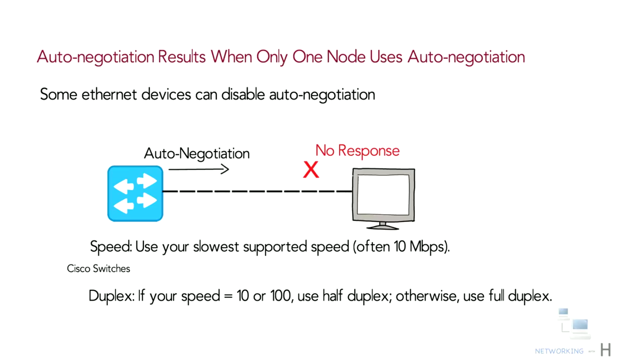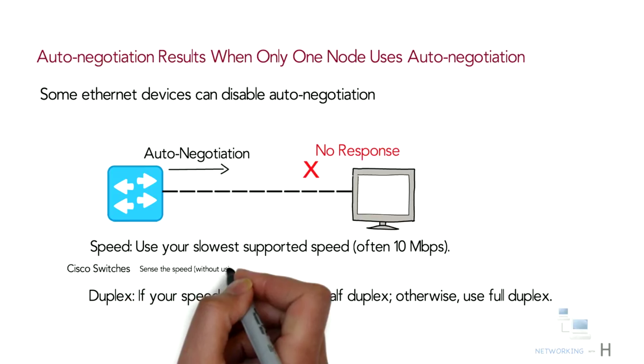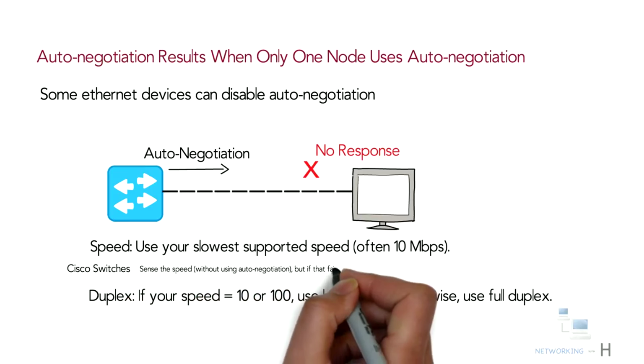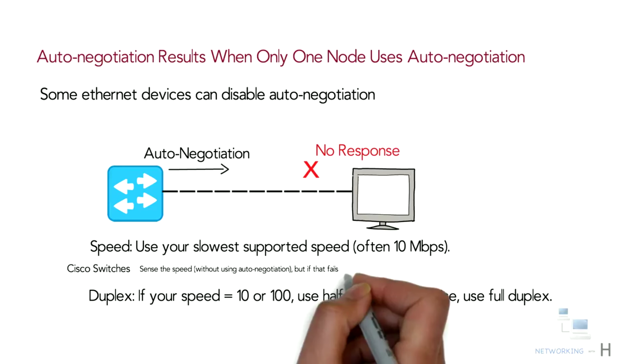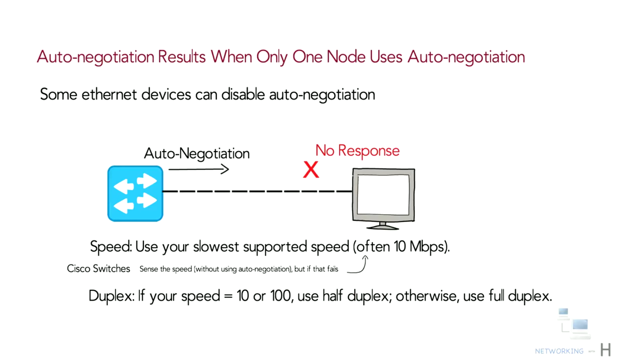As a result, Cisco switches use this slightly different logic to choose the speed when auto negotiation fails. Speed: sense the speed without using auto negotiation, but if that fails, use the IEEE default, slowest supported speed of 10 Mbps. Duplex: use the IEEE default. If speed is equal to 10 or 100, use half duplex. Otherwise, use full duplex.